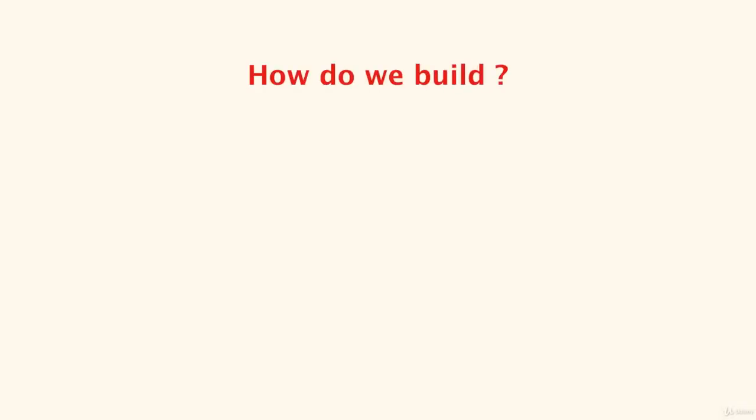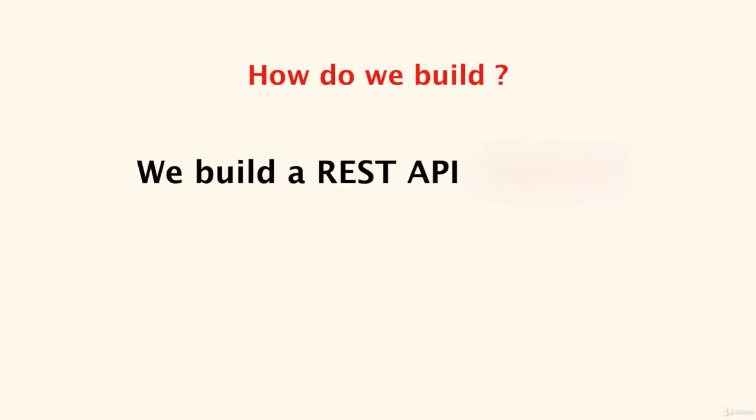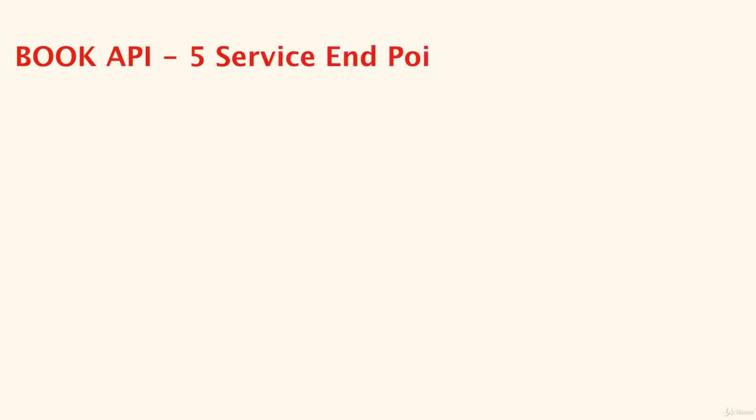We're going to build this in two steps. In the first step, we're going to build a REST API, which is a book API. We're going to use Spring MVC to build this book API. This book API is exposing 5 different service endpoints. If someone makes a GET request to /API/book, this will return all the books in a JSON format.